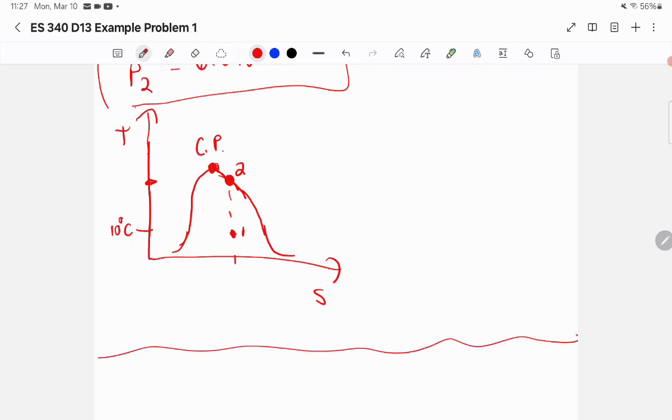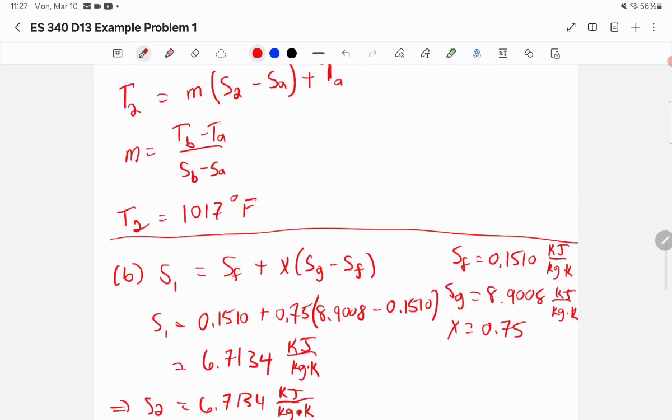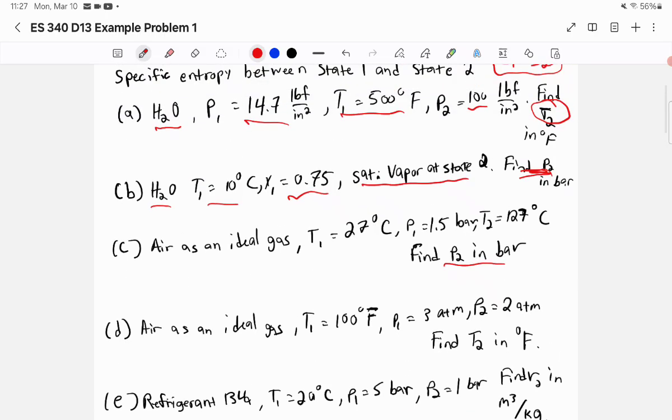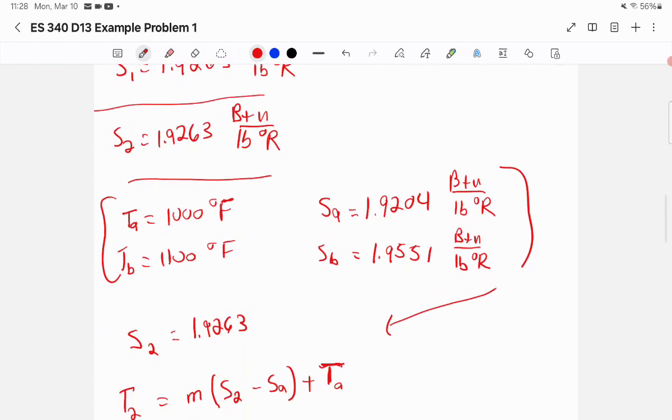Now, let's move on to part C. So part C says air is an ideal gas. So we're going to go to the air is an ideal gas table. And it's given a temperature of 27 degrees Celsius and a pressure of 1.5 bar. And we want to find what the new pressure is. So remember that there's something special about the ideal gas table, so let's actually go and look.